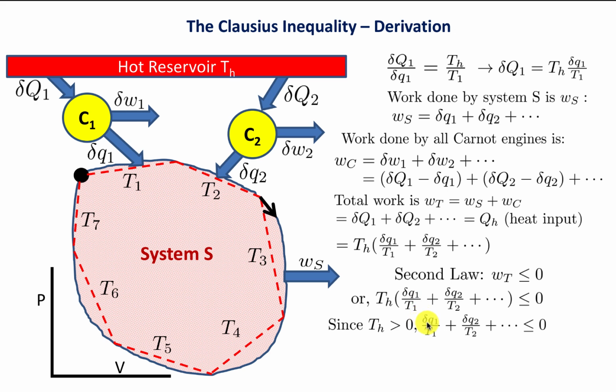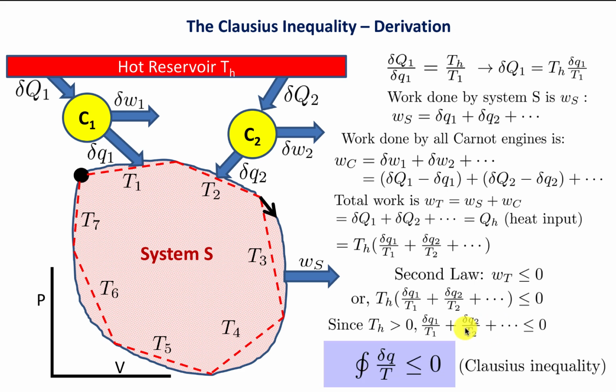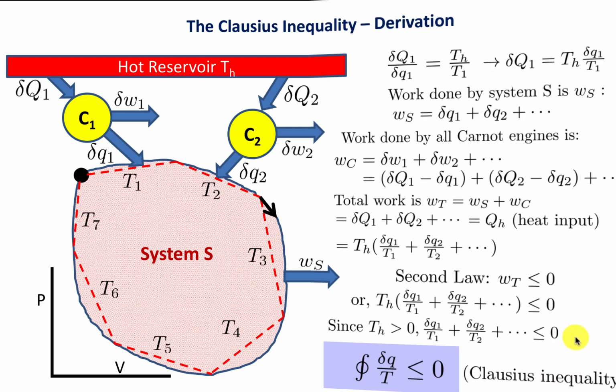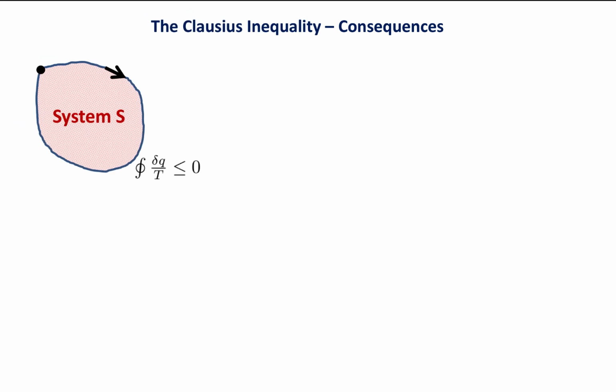Now, of course, I've drawn just 2 Carnot machines, but there are actually an infinite number of them. And so this quantity over here is, in fact, an integral in which the path ends back on itself. This here is the famous Clausius inequality. Now that we have this famous inequality, let us explore the consequences. Here's the mathematical form, but this is when the system is run this way.